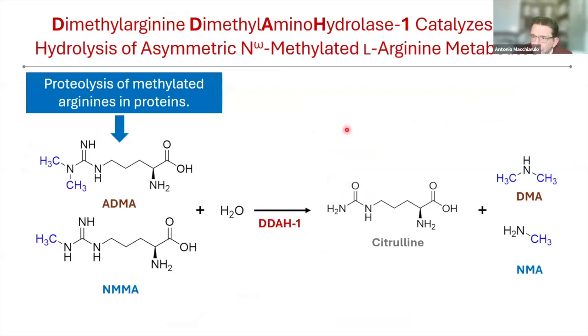Dimethylarginine dimethylaminohydrolase 1 is a globular enzyme that catalyzes the hydrolysis of the asymmetric dimethylarginine and the N-monomethyl arginine that are produced by the proteolysis of methylated arginines in the cells, to produce citrulline and dimethylammonium, as well as monomethylammonium.